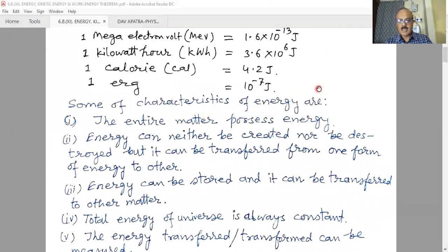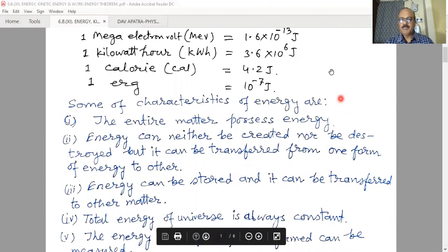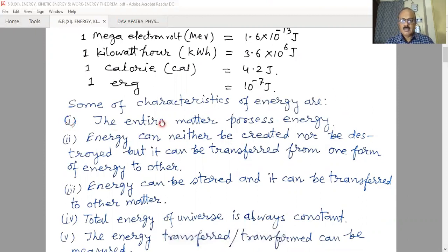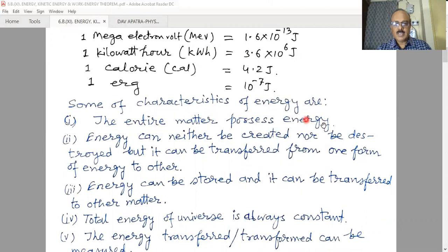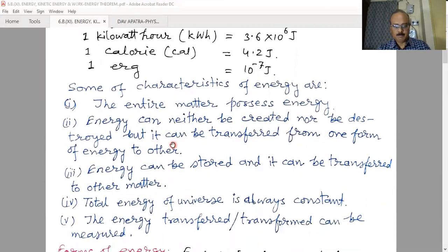These are the different units used in different places. Now, characteristics of energy. Number one, the entire matter possesses energy. Number two, energy can neither be created nor destroyed, but it can be transferred from one form of energy to another. In our daily life, we cannot create or destroy energy. Energy consumption means energy is converted from one form into another. For example, when electrical energy is consumed, it is converted into another form of energy, but it is not destroyed.